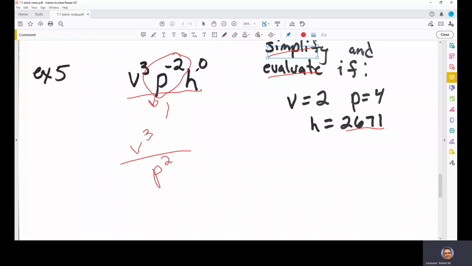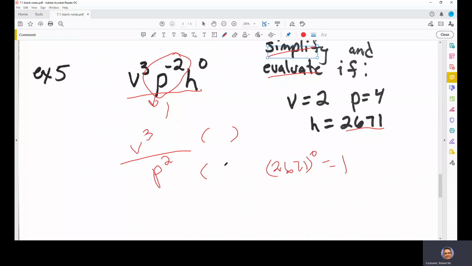What was that 0 power rule? Remember, that was the easy one. We said anything to the power of 0, anything at all to the power of 0 equals 1. So if you have 2,671 all raised to the power of 0, it all equals 1. Anything times 1 is itself. So do we need to write a 1 in here? No. We've finished this. We just have to evaluate.